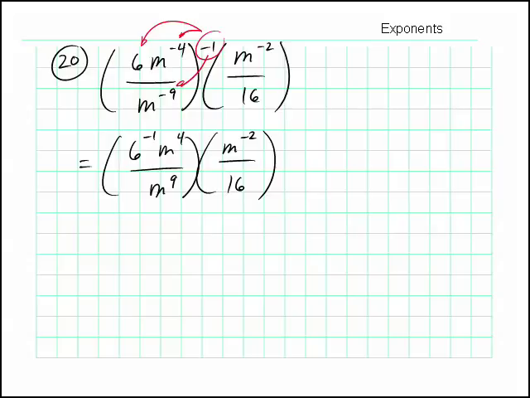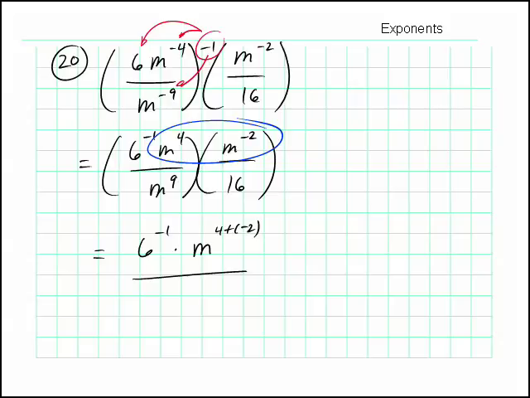I'm going to multiply everything together now. 6 to the negative 1 times, adding those exponents up, m to the 4 plus negative 2 over, in the denominator I have a 16 and an m to the 9th. 6 to the negative 1 times m to the 2 over 16 m to the 9th.